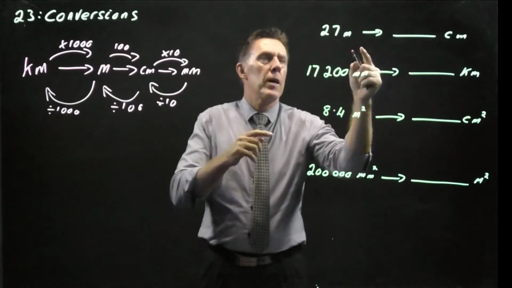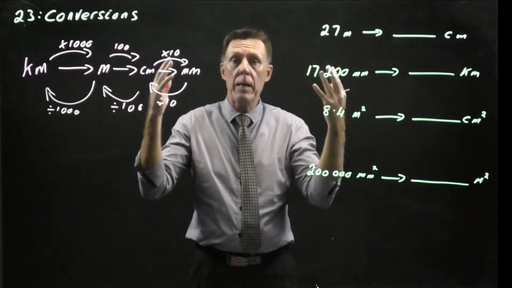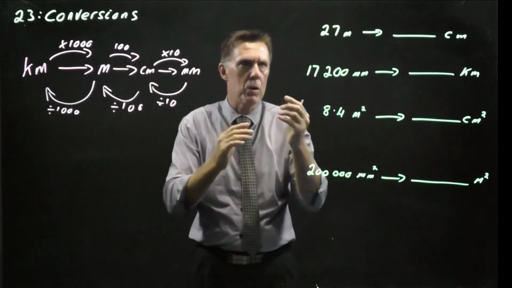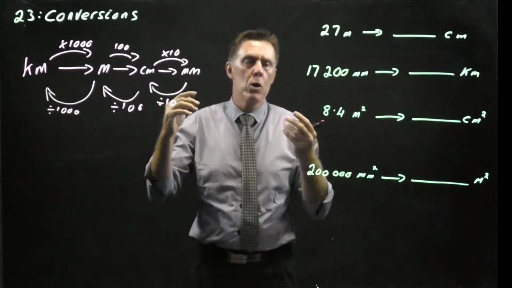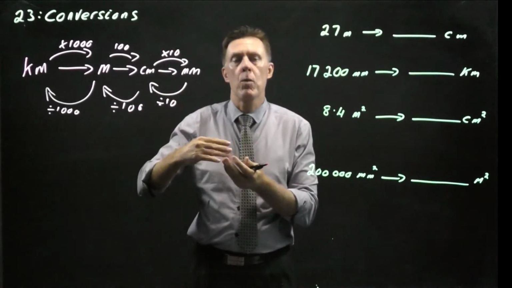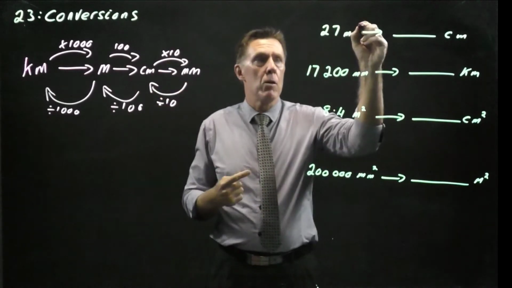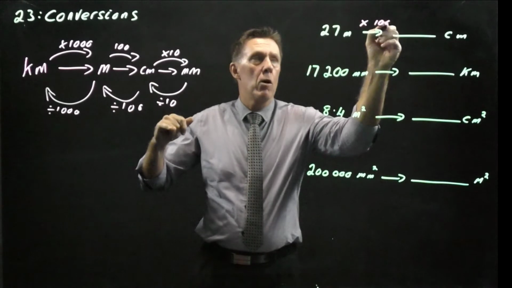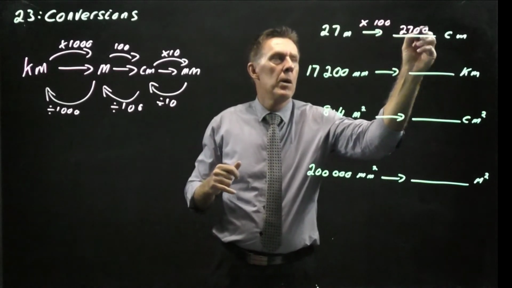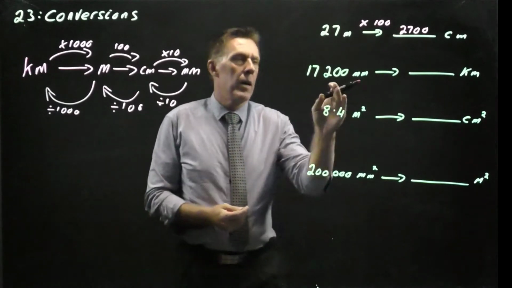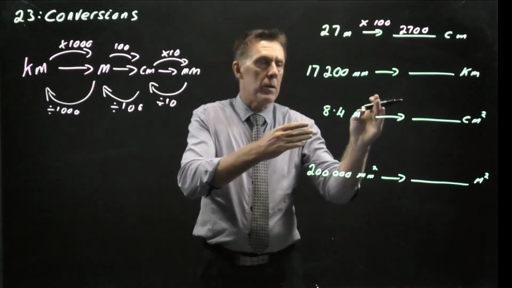Well, when I look at the name, meters is a very big unit, but centimeters is a much smaller unit. So I'm going from a big name to a little name. So the name is getting smaller, the number's got to do the opposite. The number's got to get bigger. So to make the number bigger, I'm going to have to multiply by the conversion factor of 100. So 2,700 centimeters.